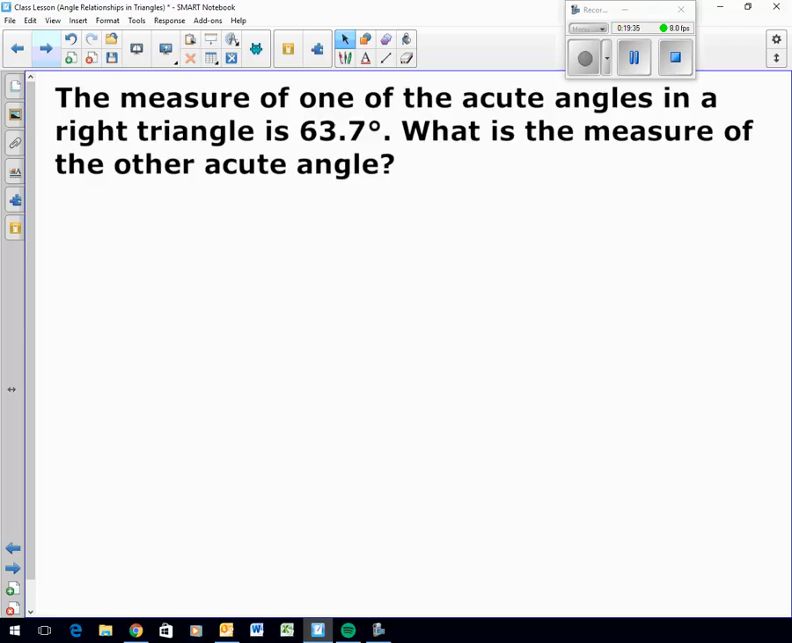Noah Greer, what are you getting on this one? Noah, what kind of triangle is this? It's not an acute triangle. It is a right triangle. Avery, what'd you get here? 26.3 is the correct answer. Great. Talk to me about how you got your answer, Avery.